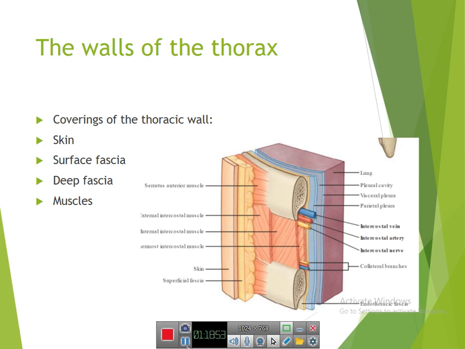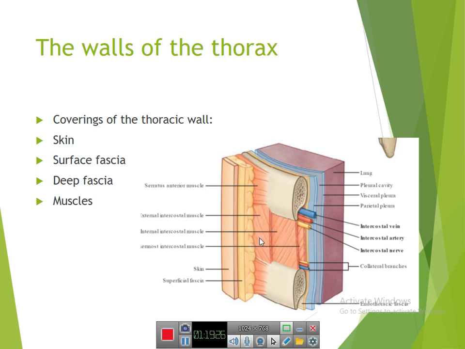Covering of the thoracic wall. What is the covering of the thoracic wall? The thoracic wall is covered from outside to inside, as you can see here in this picture, by the following structures: skin, superficial fascia, deep fascia, and extrinsic muscles.